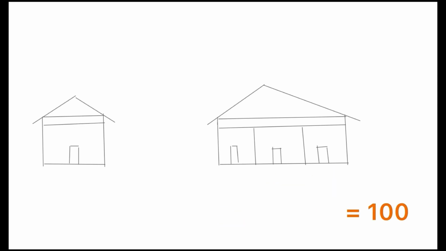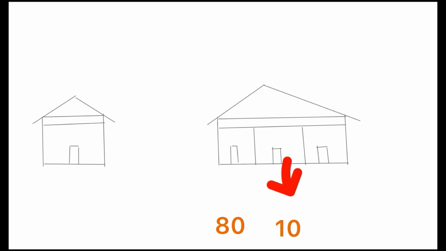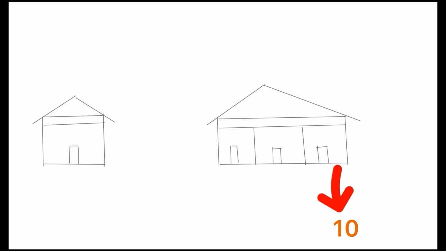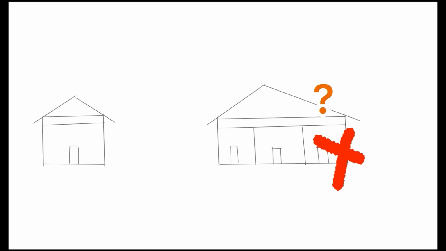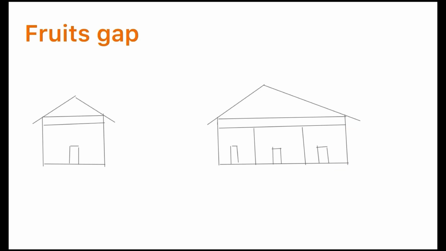If the first room had 80 mangoes and the second room contained 10 apples, then the third room could have only 10 fruits regardless of type. Every day the shopkeeper checked the number of fruits in each room. However, there was a problem. The third room was always locked, so she could not see the exact number of fruits inside. So then the owner got an idea. She had come up with a formula to find out how many fruits were in the third room, and she named the formula fruit gap.